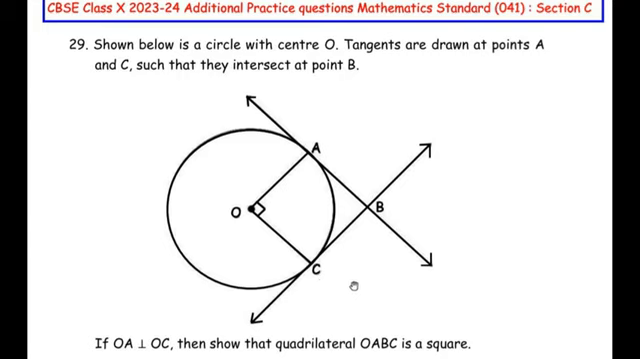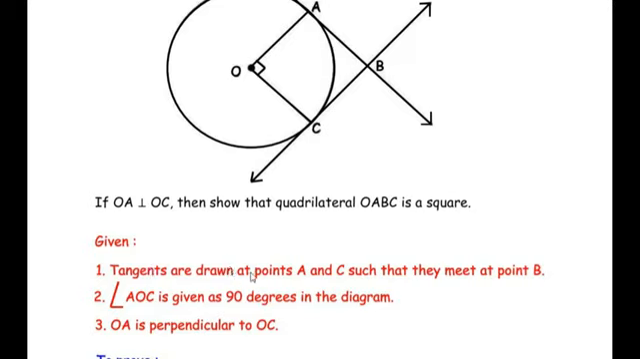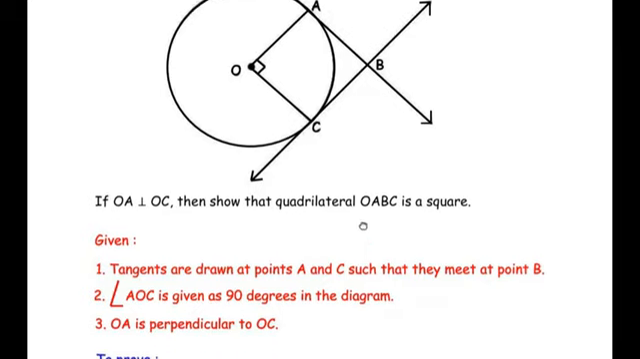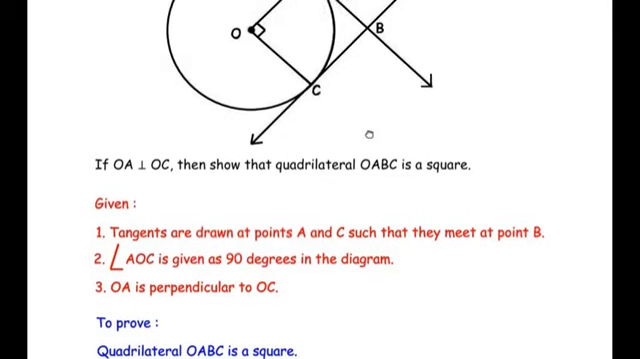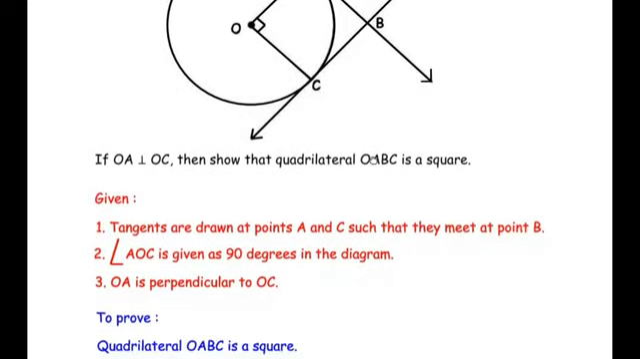So let us start solving this by writing down the given information first. So the given points are tangents are drawn at points A and C such that they meet at point B. Angle AOC is 90 degrees as given in the diagram, and OA is given perpendicular to OC, that is they both are 90 degrees to each other. Now to prove that quadrilateral OABC, as we can see that this is a quadrilateral, we have to prove that OABC is a square.